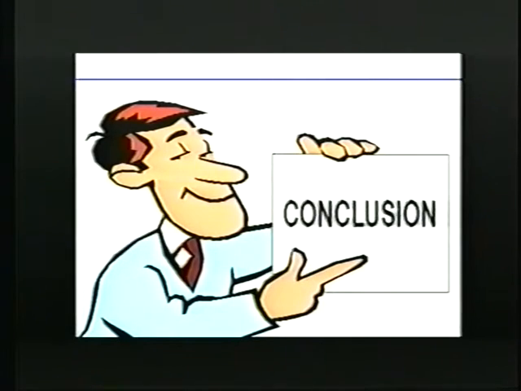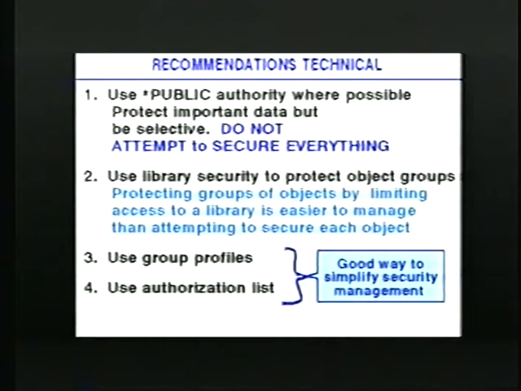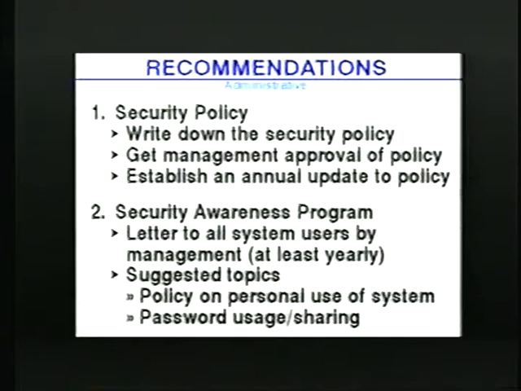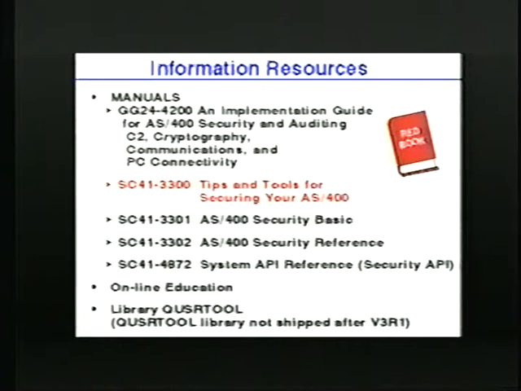So let's conclude this session where we've talked about object authorities. Essentially, when you're thinking about securing objects, don't try to protect everything. Only lock up the things that are necessary. And when you're protecting objects, try to use library level security. That's a good mechanism for protecting objects rather than managing it at the individual object level. Then use group profiles and authorization lists, because this will simplify your security management. Other things that I recommend for managers is make sure you have a written security policy and a security awareness program. And finally, these are the manuals supplied by IBM.